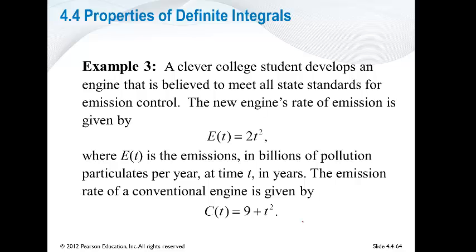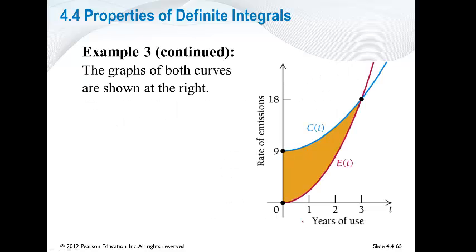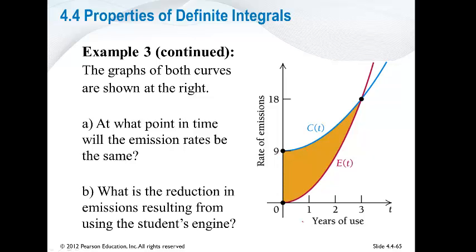We can start with the graph. They didn't give us a question yet, but if we look at the graph, we see that the graphs intersect at some point. It looks like 3, but we need to verify this algebraically. We cannot just get it from the graph. Oh, here is the question: at what point in time will the emission rates be the same? And what is the reduction in emission resulting from using the student's engine?